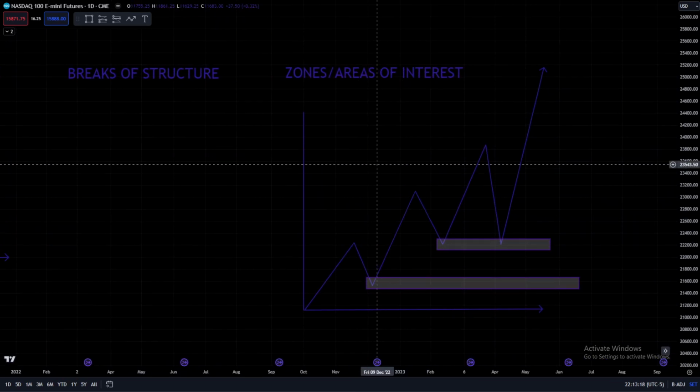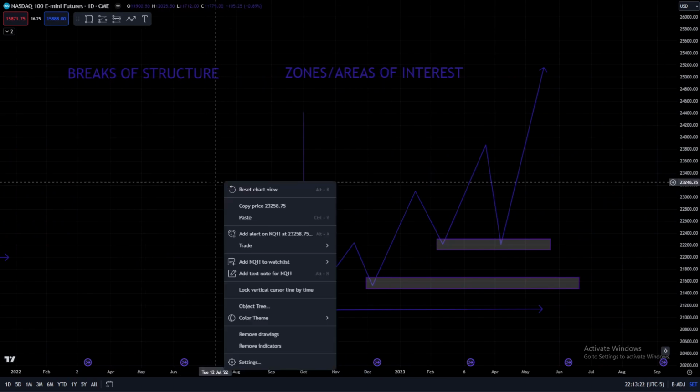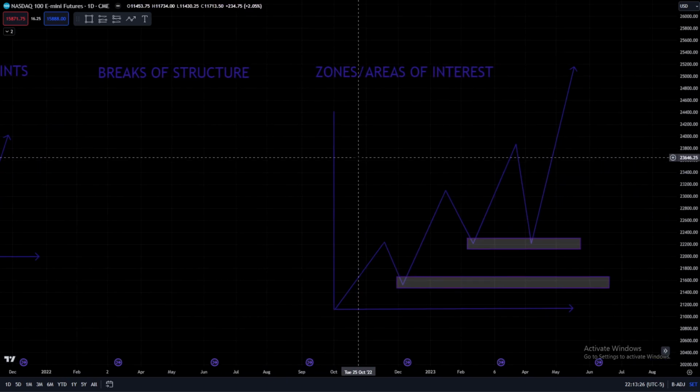Zones and areas are essentially just a structure point, but I'm helping you understand why these structure points are important, because there are zones and areas of interest sitting within them, right?